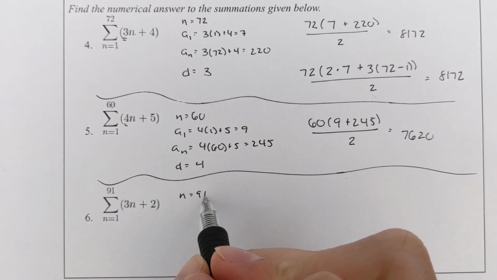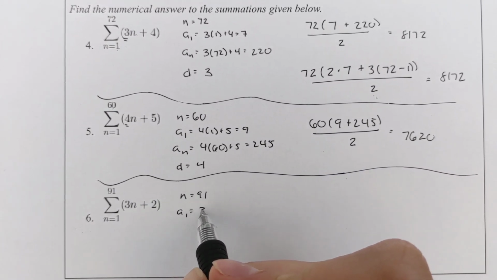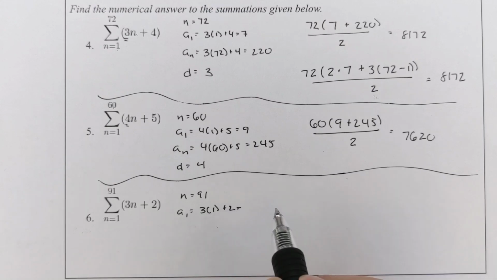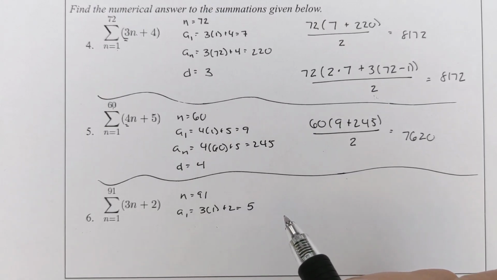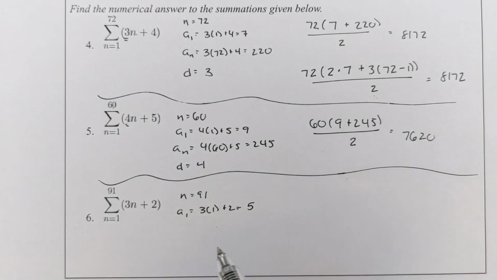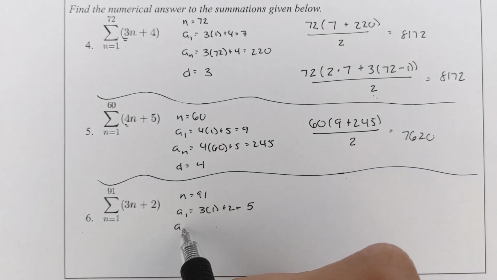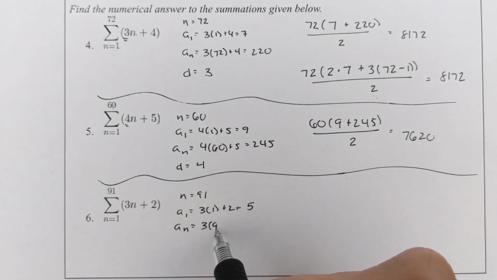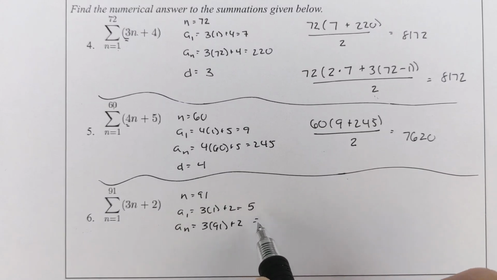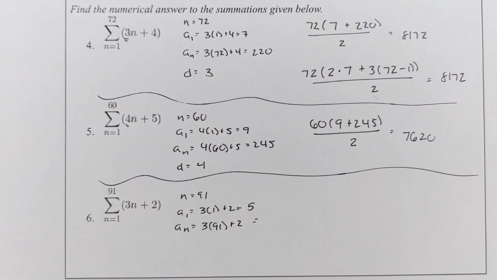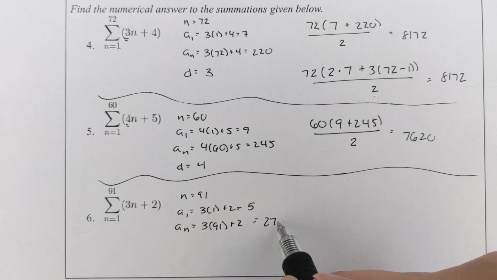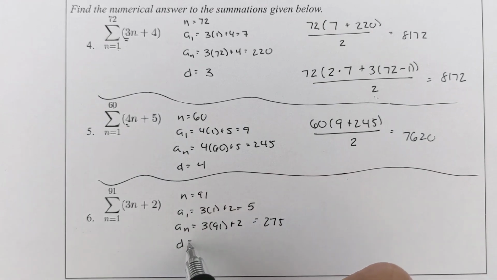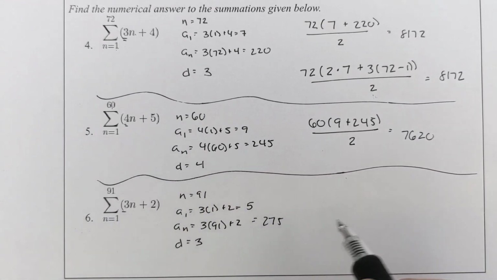Down here for our last one. So n is 91. A1 is 3 times 1 plus 2, 5. An would be 3 times 91 plus 2. So that's 3 times 91 plus 2, 275. And if we wanted the common difference, that would be the coefficient of 3.